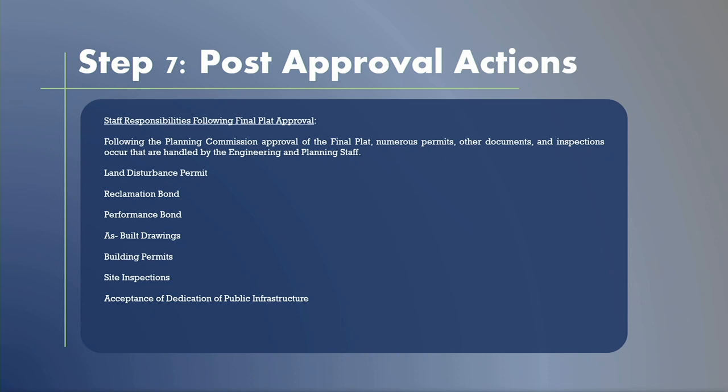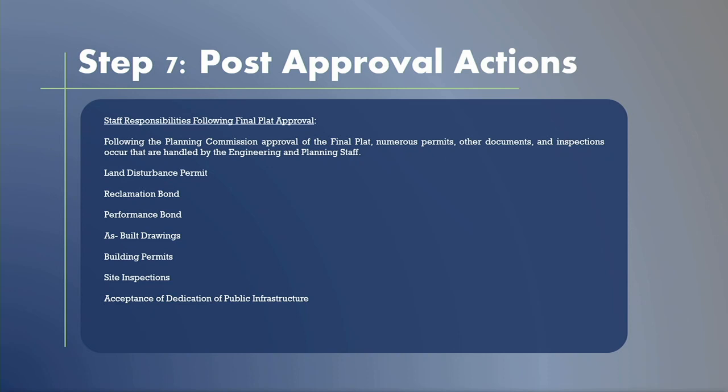However, after that, there's a lot of other things that go on by staff that you all may not see. That includes reviewing, approving, and issuing your grading permit and land disturbance permits, and calculating bond amounts. You do hear about that at the meetings, but staff is going to be ensuring those bonds are in place. Once the development is completed, they're going to be making sure as-built plans are submitted to the city, which is a requirement within your subdivision regulations.